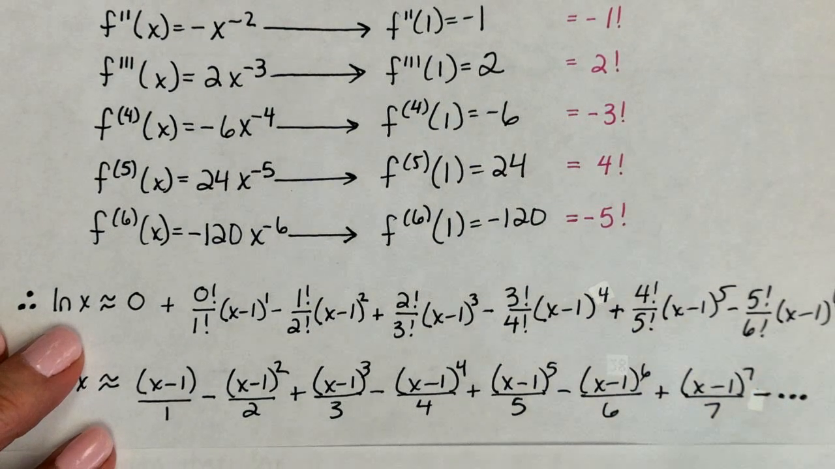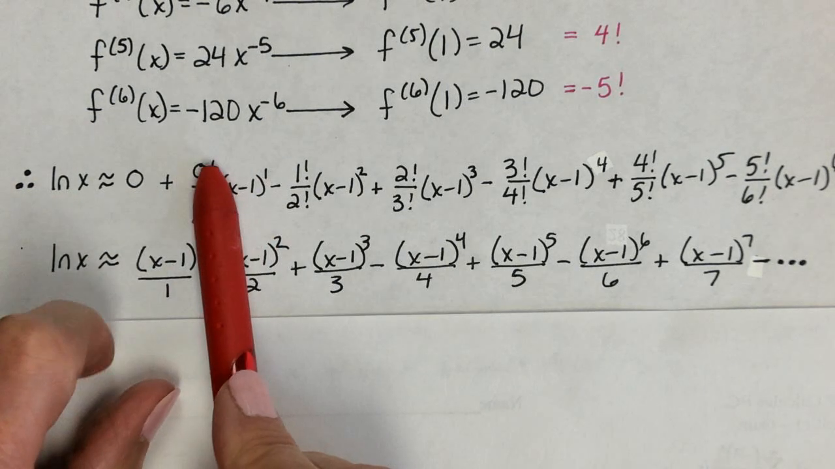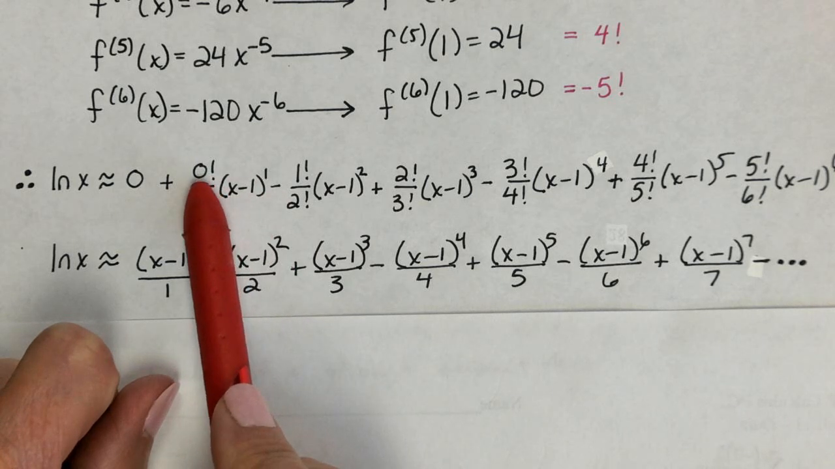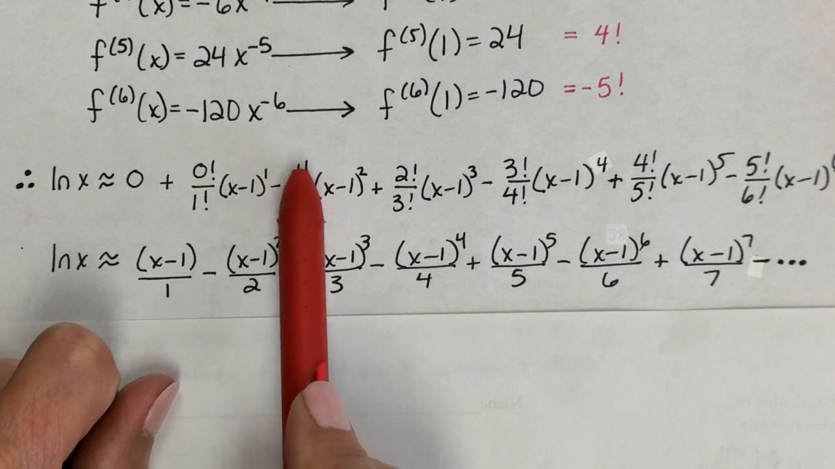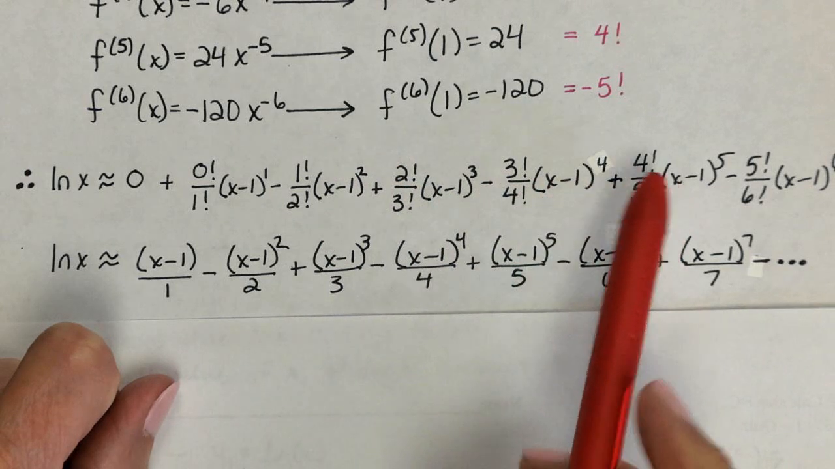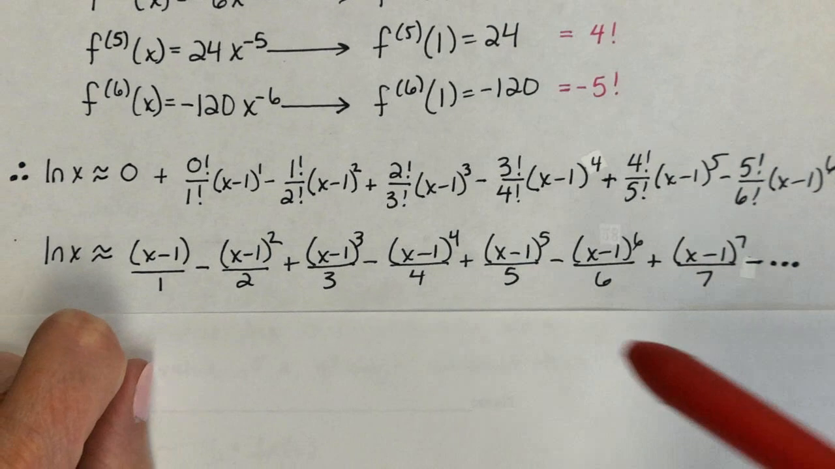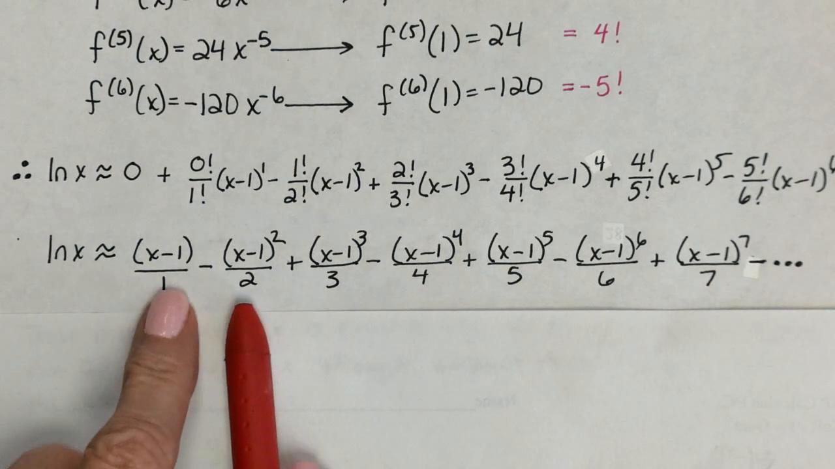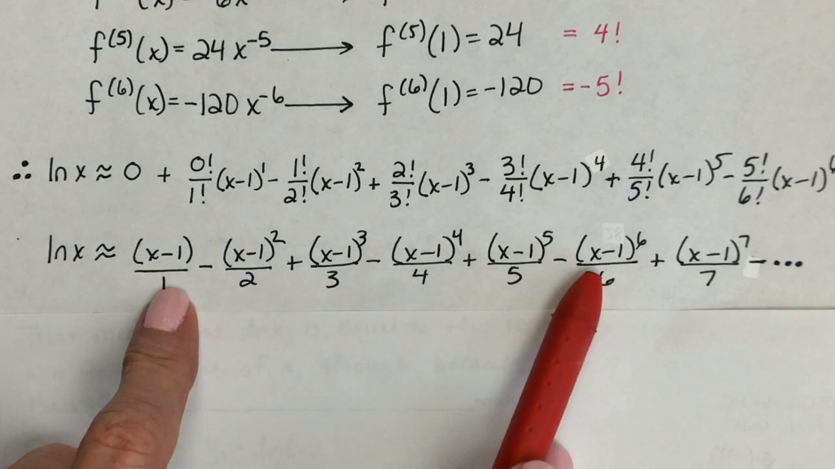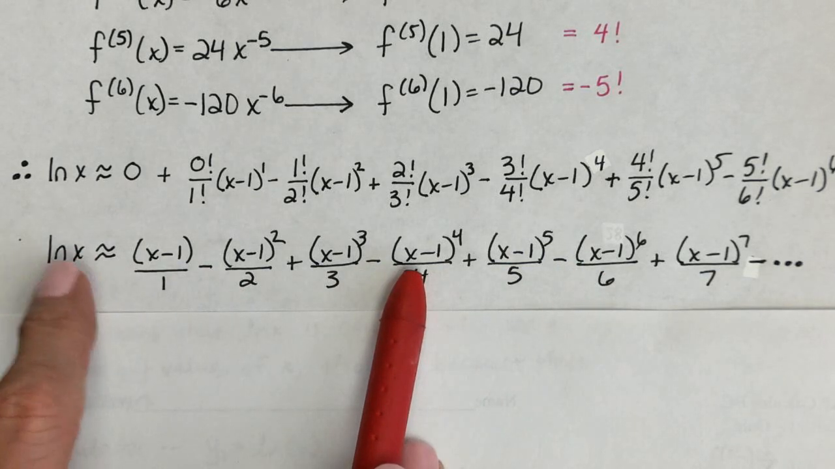here, okay, start with the constant term, derivative over factorial x minus 1 to the power. So that's the first derivative. Second derivative over 2 factorial, x minus 1 squared, etc. The factorials all reduce. They all reduce. And they reduce to this series. Okay?